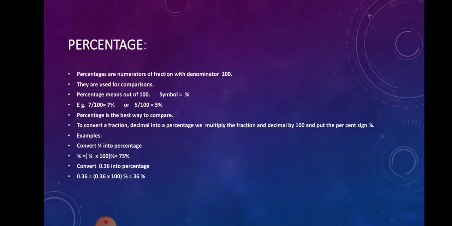Next is percentage. What is percentage? Percentages are numerators of fractions with denominator 100. They are used for comparison. Percentage means out of 100 and its symbol is given. For example, 7 by 100 means 7%, and 5 by 100 means 5%.